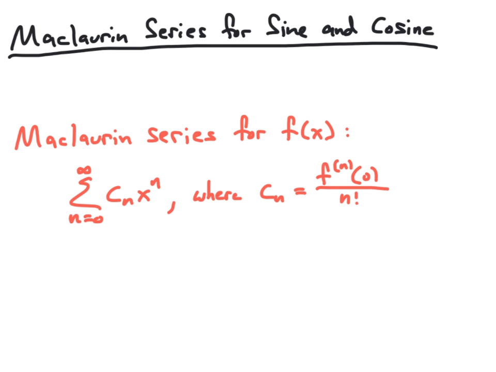To find the Maclaurin series for our functions, we're going to first find the first several derivatives of our function, evaluate those derivatives at 0, and divide by n factorial to find our coefficients c sub n. Once we have the first several coefficients, we'll look for a pattern to find a formula for c sub n in general.